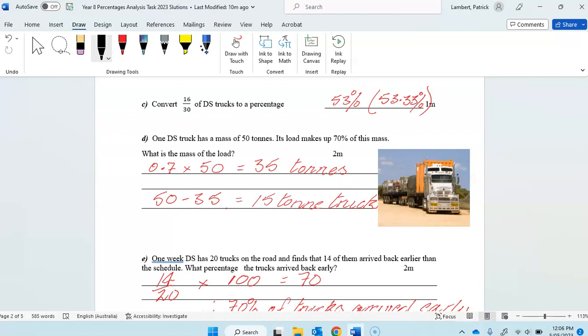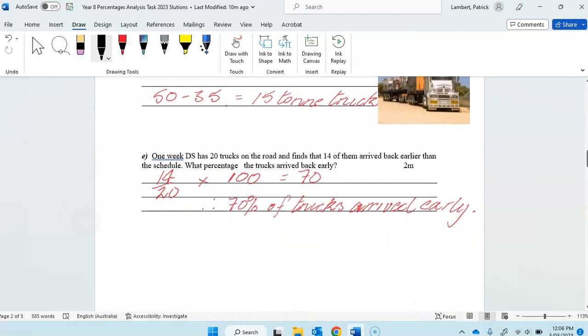One DS truck has a mass of 50 tonnes. Its load makes up 70% of this mass. So 0.7 times 50 would be 35 tonnes of load and 15 tonnes of truck.